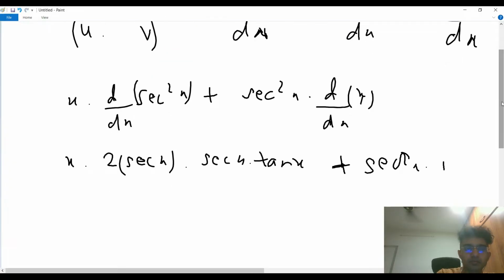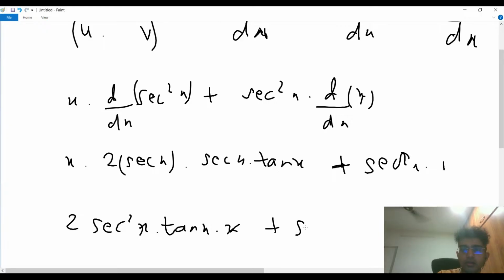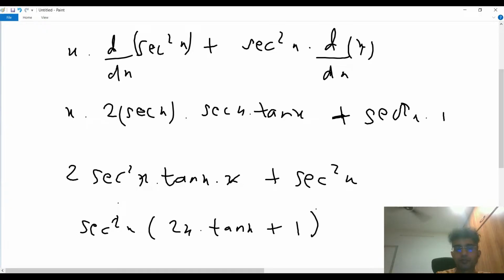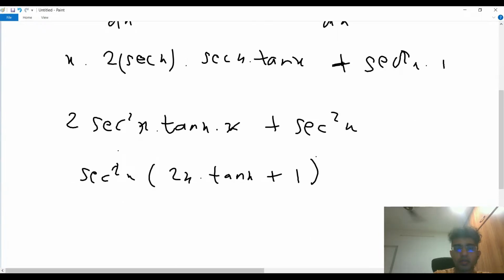This becomes 2 into sec square x into tan x into x plus sec square x, okay? Right? So this becomes, take sec square x common now. So sec square x into bracket 2x tan x plus 1, right? That should be the answer, I guess.